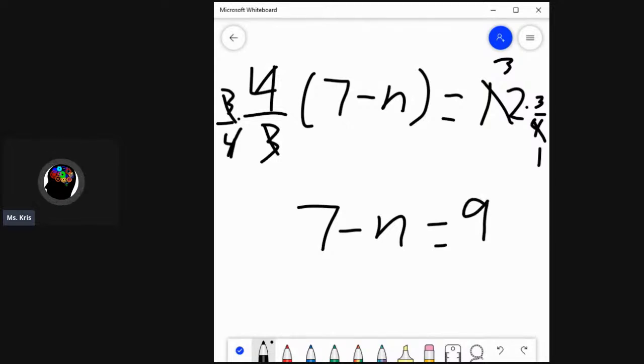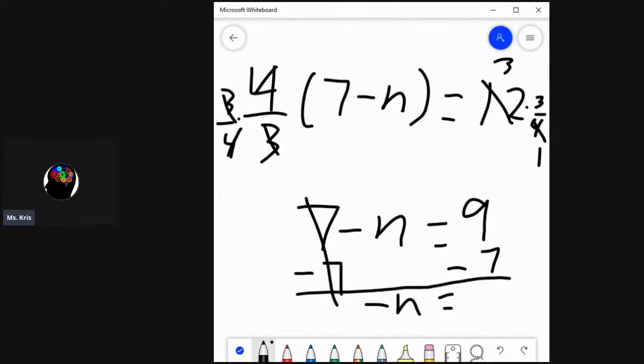So now I'm going to subtract 7 on both sides, because that's a positive 7, which leaves me with a negative n, because the 7's cancel, equals 9 minus 7, which is 2.